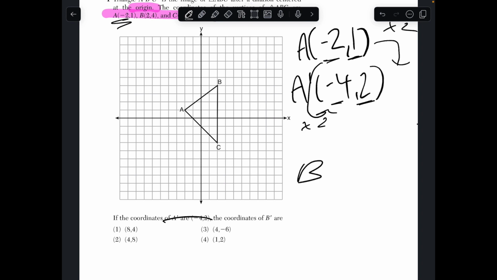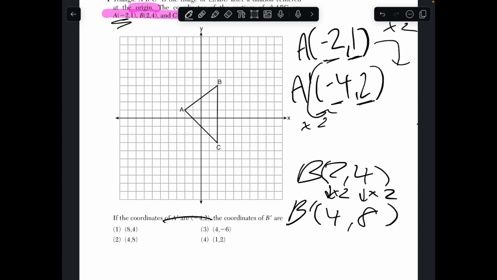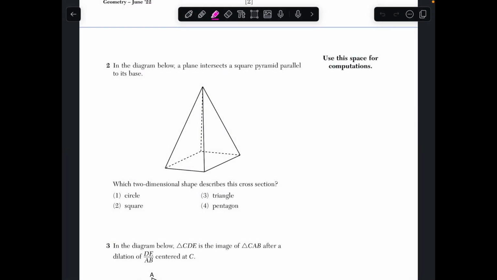So if B is 2, 4, that would mean B prime would be 2 times the x-coordinate as well as 2 times the y-coordinate. Please don't be tricked by question 1. The Regents does this a lot. They just want to make sure you're paying attention and fully reading the questions. Moving on to question 2.